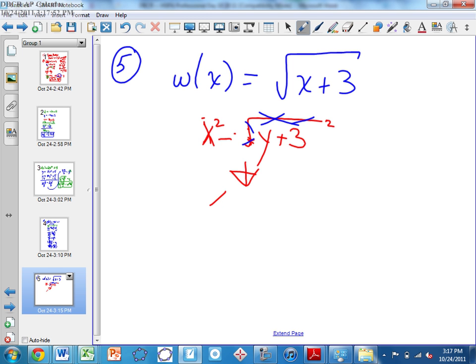Good. Oh, you're just switching it up. Okay. Do you see that? What the word inverse means?